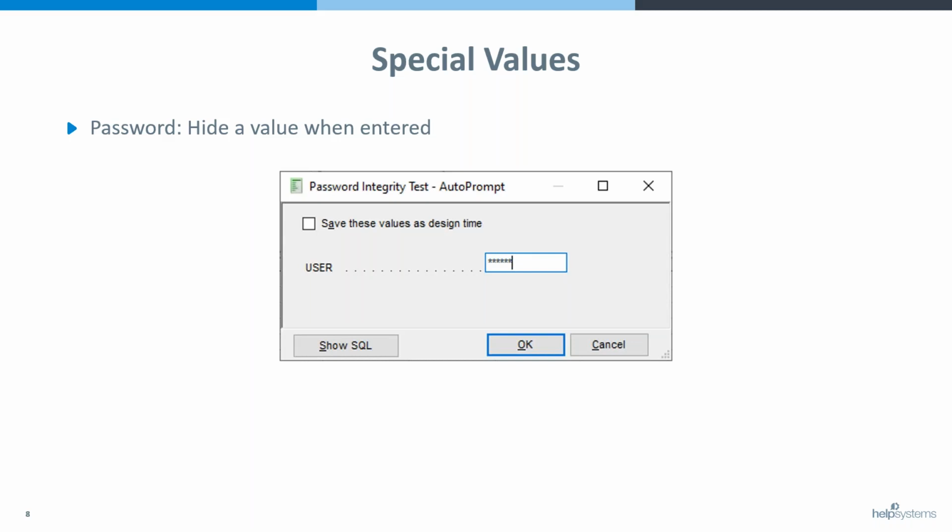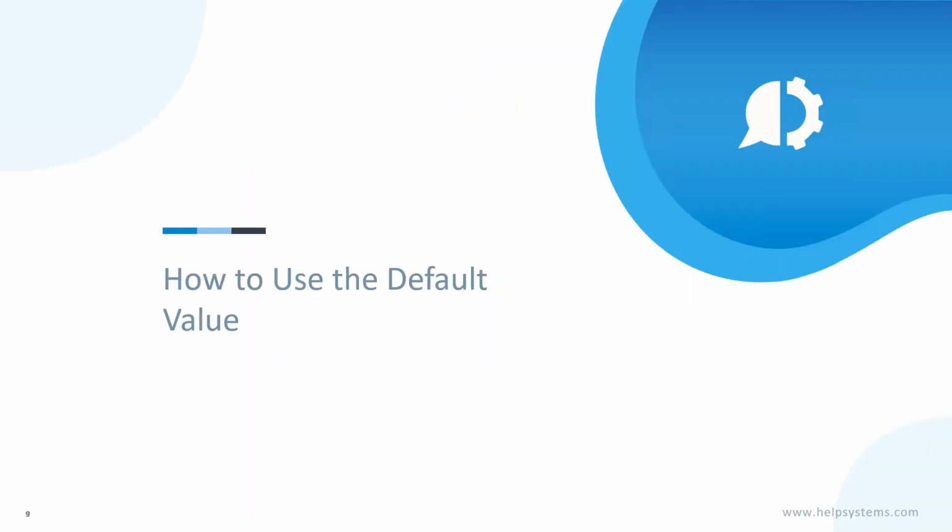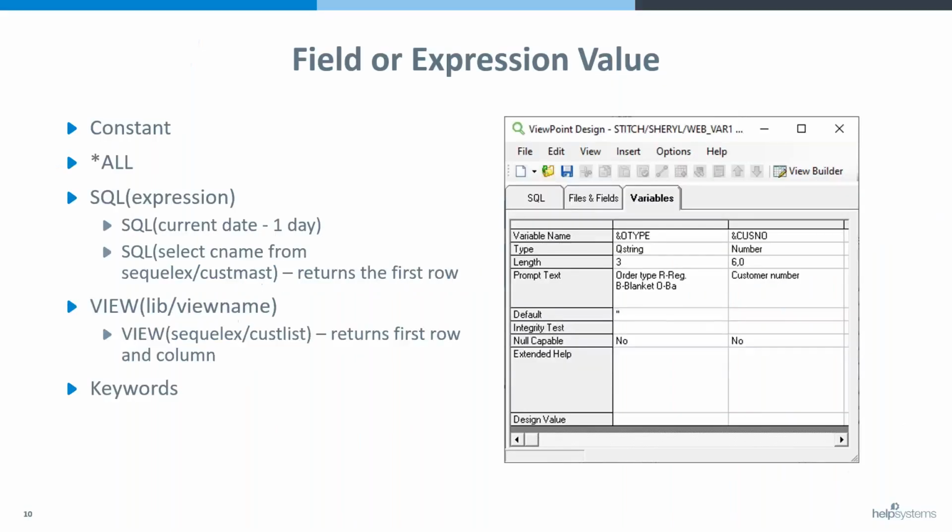Okay, we're going to move on away from integrity tests, and we're going to see how to use a default value. We touched on that just a little bit when we were in that script and used my email address as a constant. And that's, if you want the variable to default to the same thing all the time, you just type it in. You type it in right there on the default line.